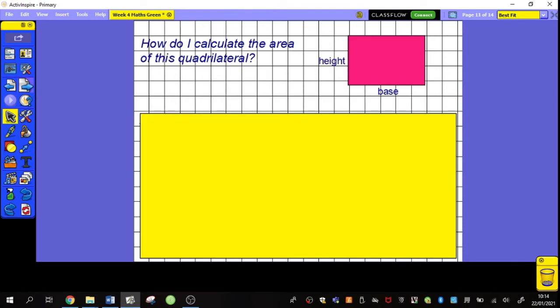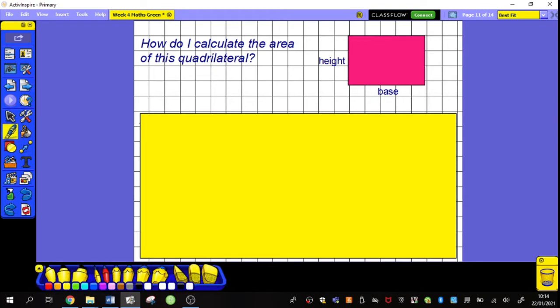So first of all, how do I calculate the area of this quadrilateral? First thing, I need to know what area is. Area is the space inside of a 2D shape, specifically a 2D shape, because the space inside of a 3D shape is called volume, and we're going to go on to that probably next week. So we're just looking at 2D shapes today, and the area is the space inside it.